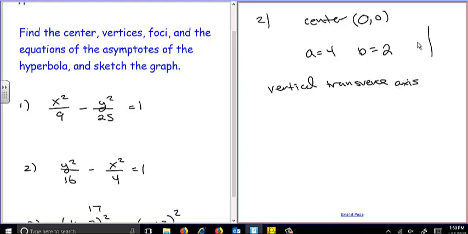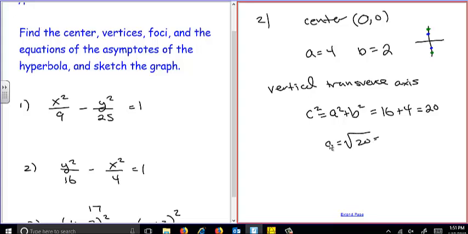So what we're going to have is some kind of vertical arrangement. The vertices will go up and down in the y direction, and the focal points will be a little bit farther outside of that. So we do need c because they asked for the foci, and what they're asking for is the coordinates. Remember, c squared equals a squared plus b squared for a hyperbola. So that's 16 plus 4, which is 20. So c is equal to the square root of 20.